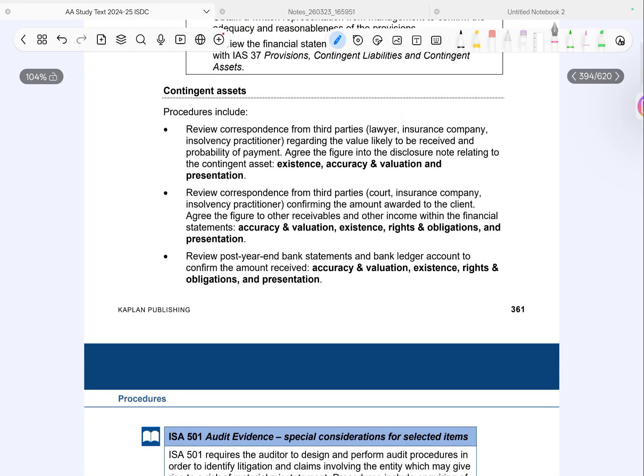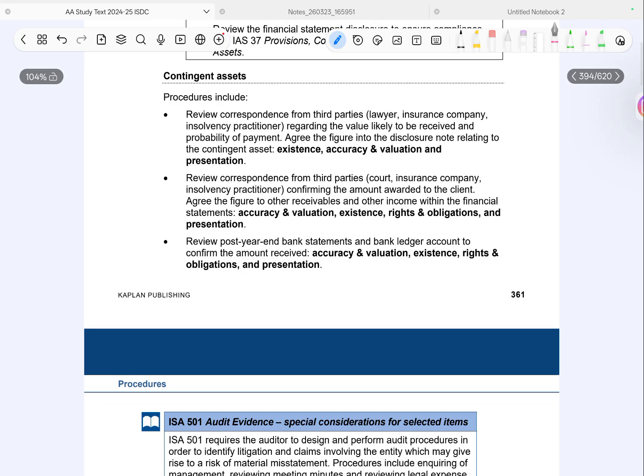For contingent assets, the auditor focuses on existence, valuation, and proper disclosure. Evidence is usually obtained from third parties such as lawyers, insurance companies, or insolvency practitioners. The auditor reviews correspondence to assess the likelihood of receiving the amount and the expected value, and agrees this to the disclosure in the financial statements. If an amount has already been awarded, it should be matched to the receivables and income in the financial statements to ensure accuracy and proper recognition.